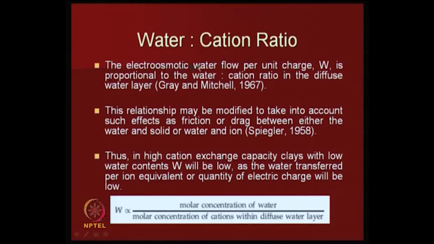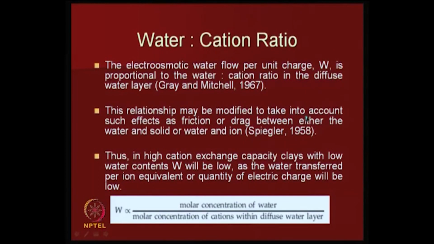So, the electroosmotic water flow per unit charge, we call it, because it is more chemistry based terminology, which we should understand, because the chemistry is very important in this context. The electroosmotic water flow per unit charge is proportional to the water cation ratio in the diffuse double layer.